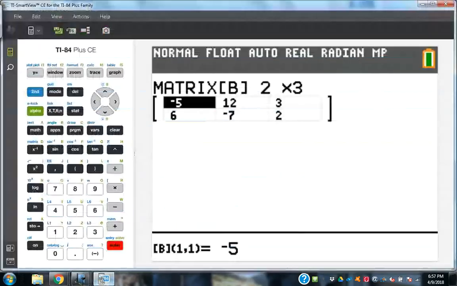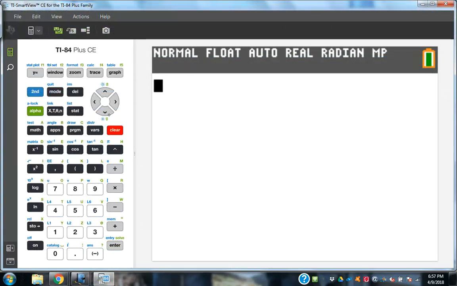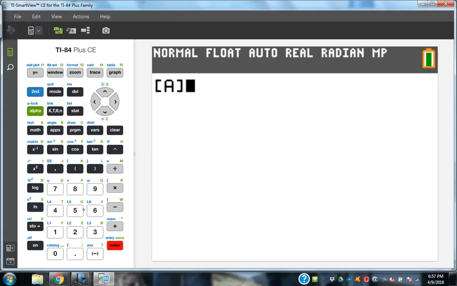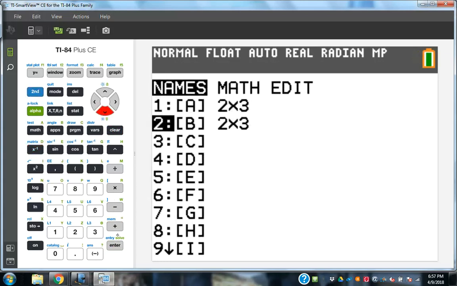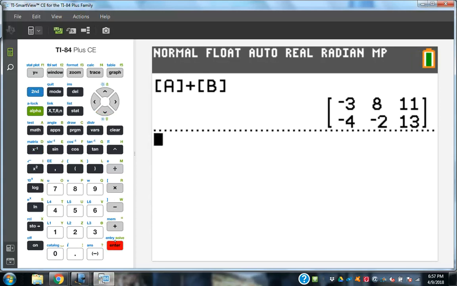Okay. Now, second quit, get back to the regular calculator screen, and then we're just going to recall those matrix names. So hit second matrix, matrix A, plus second matrix, and then select matrix B. And it'll spit back out that matrix that we found by just adding the corresponding parts.